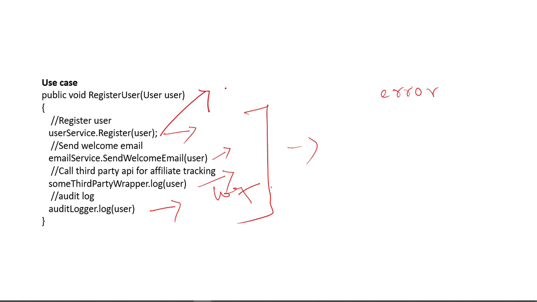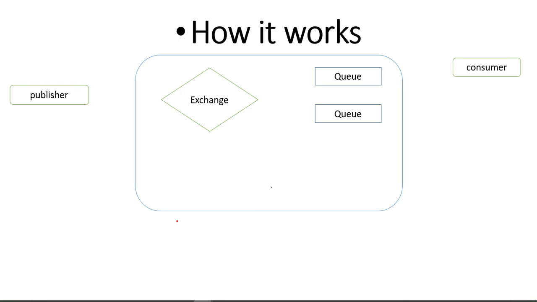We will do the user registration and send the message to RabbitMQ, and RabbitMQ will take care of all these things. When the SMTP server is back to work, then it will send the emails. Okay, now let me explain how RabbitMQ works.